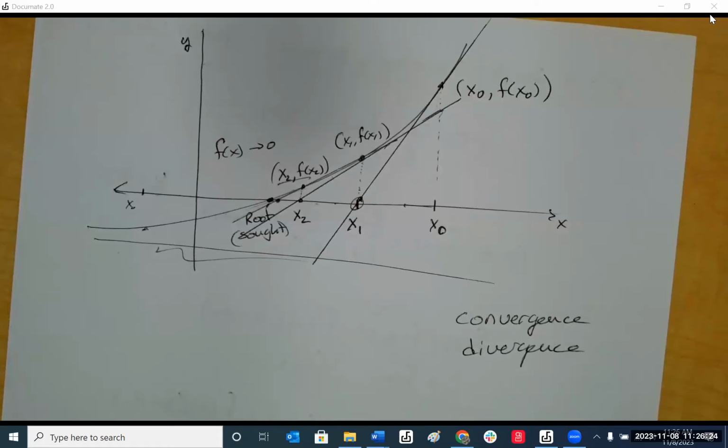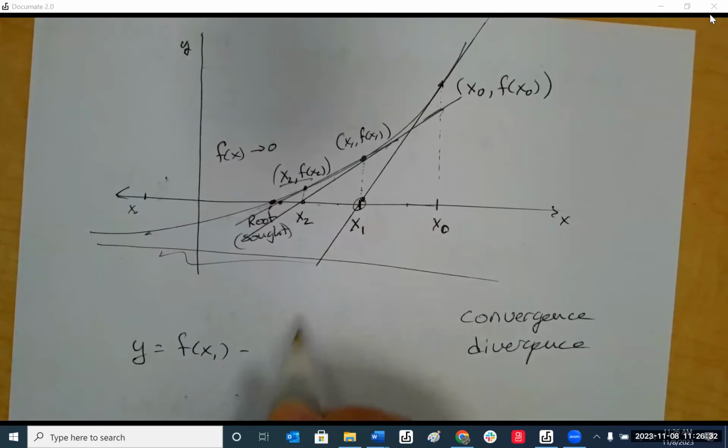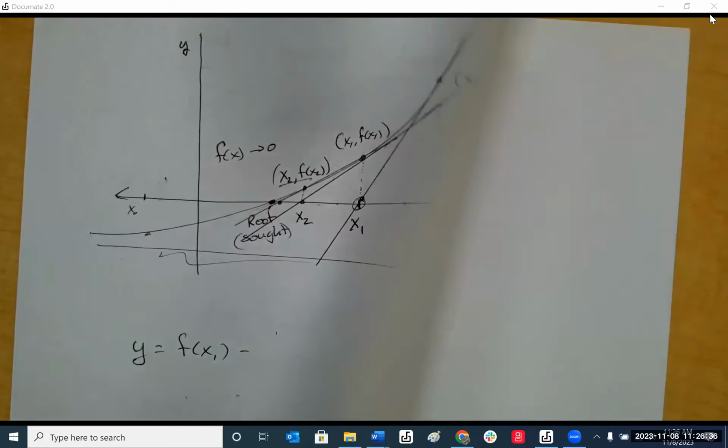Okay. Yeah, because for our y equals f of x 1 minus, I think it was the same thing. Where's that? Oh, I know that.